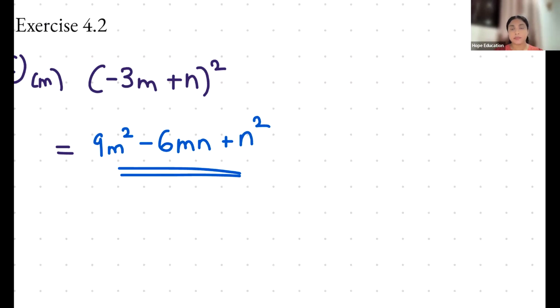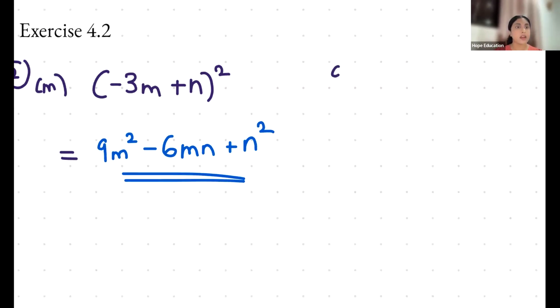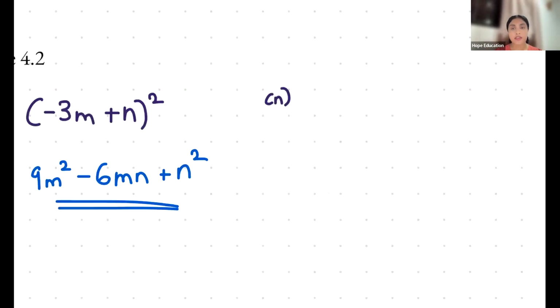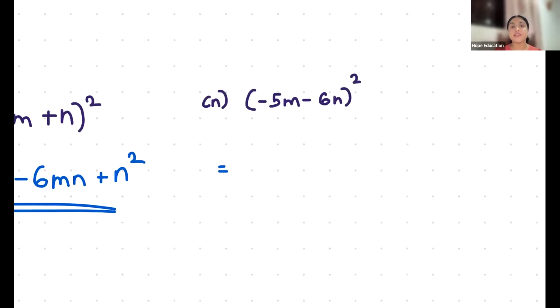Then n. N is minus 5m minus 6n squared. So here again, how do we do? We take the first term and we take the square of the first term. So minus 5m multiplied by minus 5m. We want the minus 5m squared.